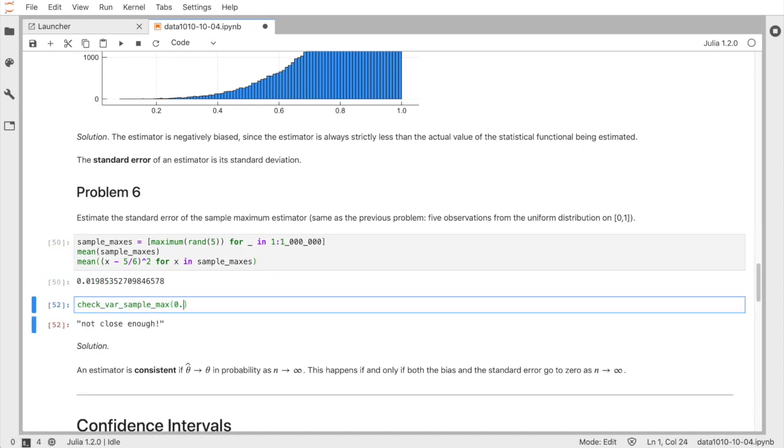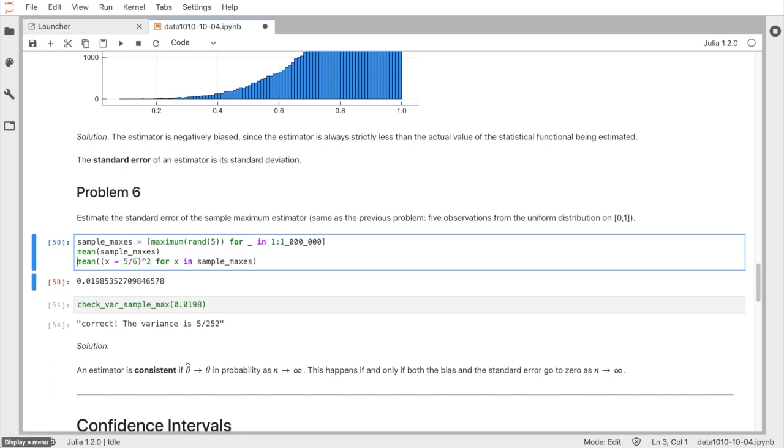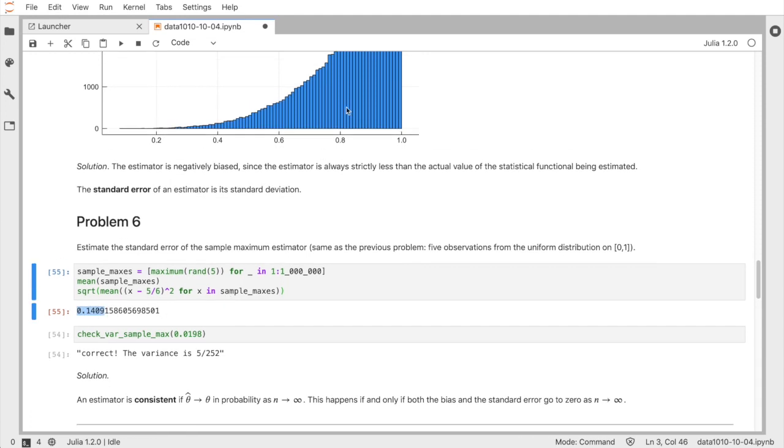So we'll plug that number in here. We'll see the variance is actually 5 over 252. So the standard error would be the square root of the variance, and it's about 0.1409. So that's representing the spread left and right of the mean for this distribution.